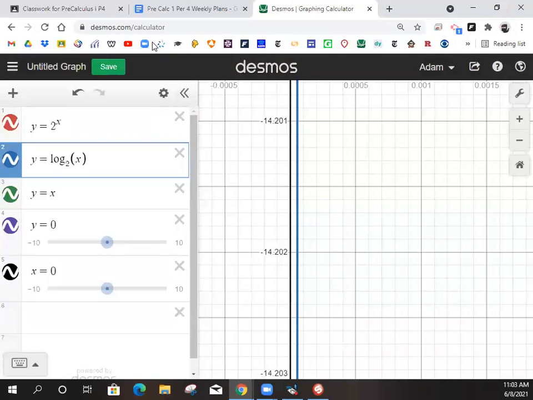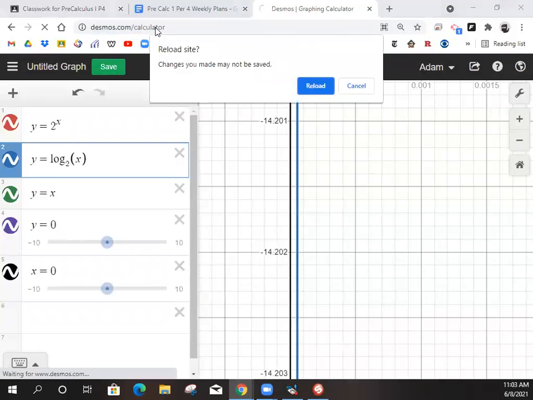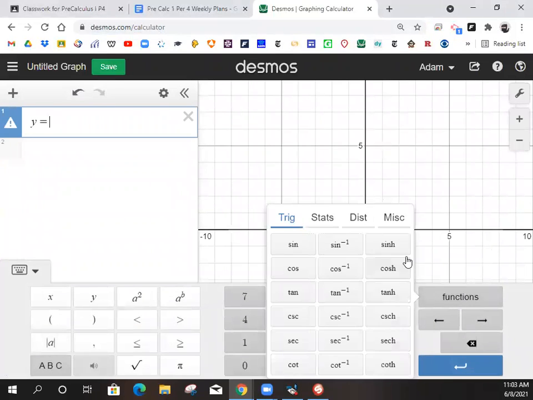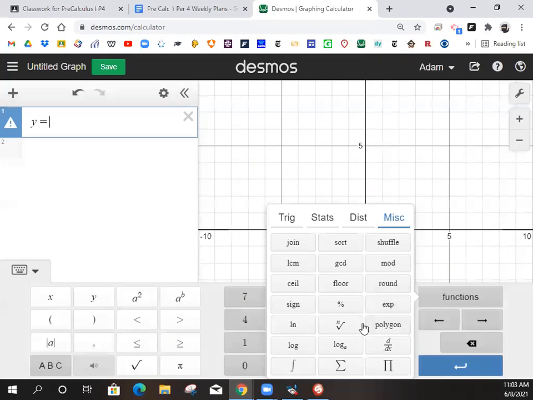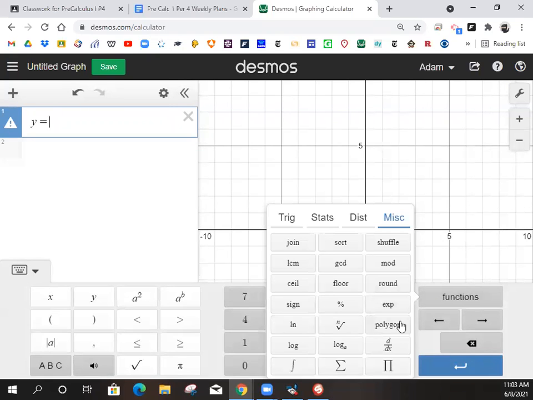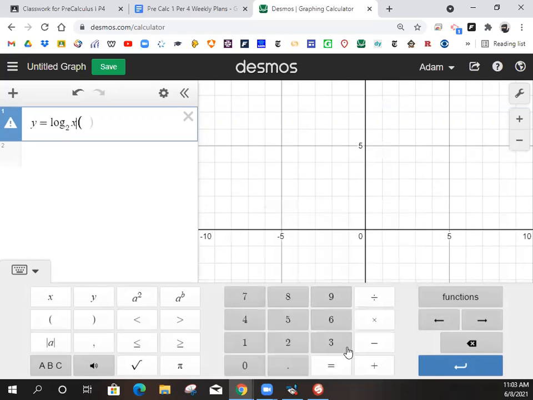Let me give you a visual of that. Y equals, where's my little keypad? Functions, logs, log base 2. All right, so there's that. Now I'm going to add plus A.